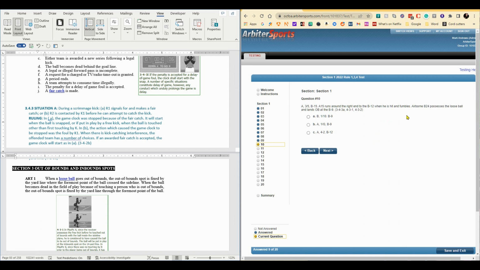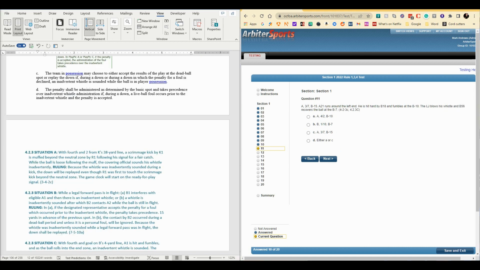So, even though B12 fumbled it and A24 possessed it, he did not land in bounds. So it's going to be A's ball, and they got past the line to gain, which was the B10. So they're going to be A first and goal at the B9.